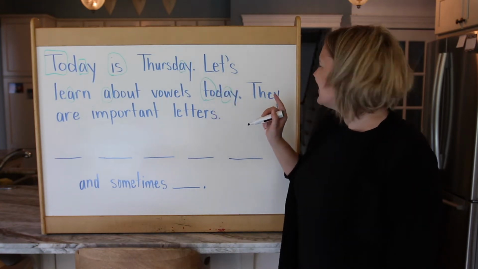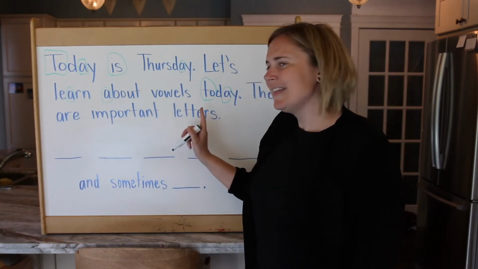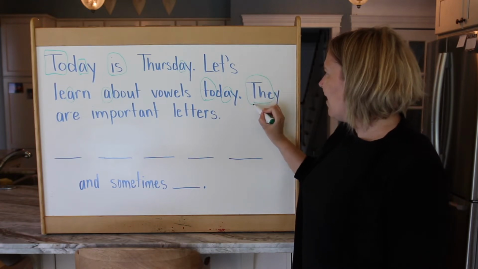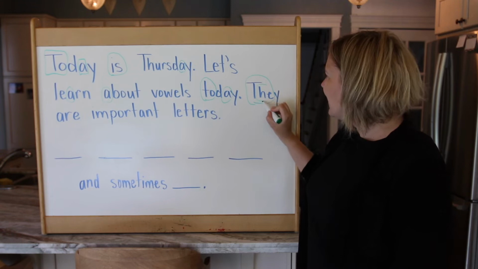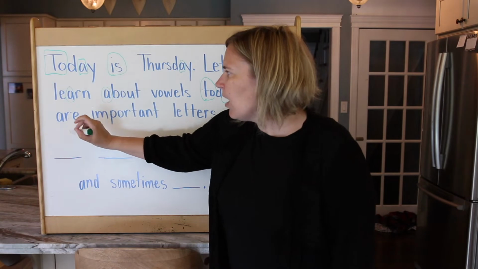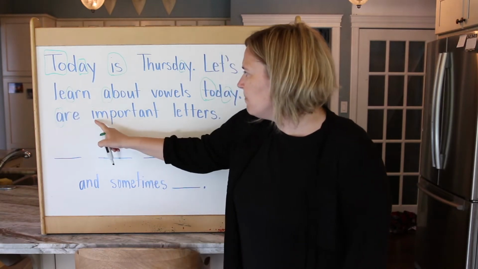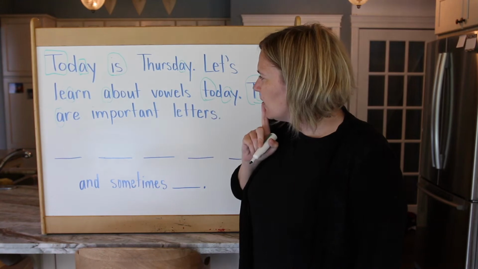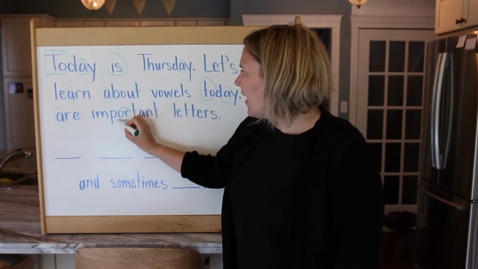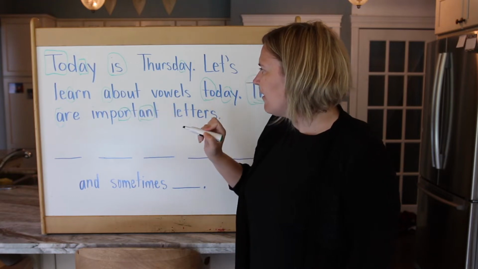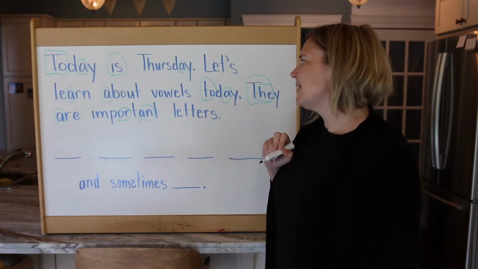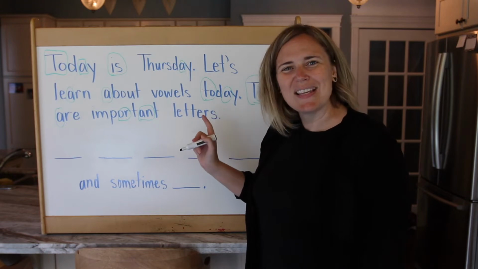All right, the last sentence is, they are important letters. So in the word they, I see the word the, and I also see the word he. I don't see any popcorn words in are other than a. Important. I need to take a good look. I see the word or, and I see the word and in that word. And then in the word letters, I don't see any popcorn words. But we did find some in our message today.